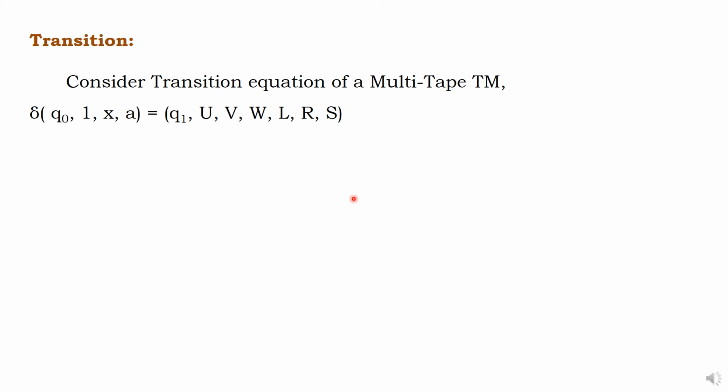What is the transition function? It is a very complicated transition function for multi-tapes because we have n number of tapes. I have shown it for 3 tapes. The state is changing from Q0 to Q1. It's just an example. In tape 1, if 1 is there, you replace it by U and move left. In tape 2, if X is there, you replace it by V and move right. In tape 3, if A is there, you replace it by W and don't move left or right, you just stay. Even that concept is allowed.